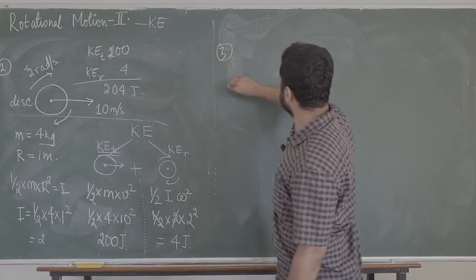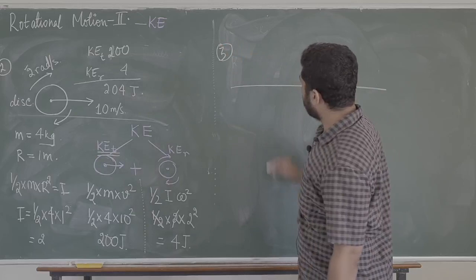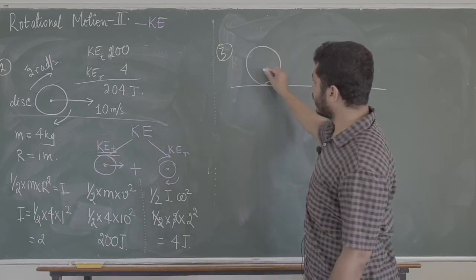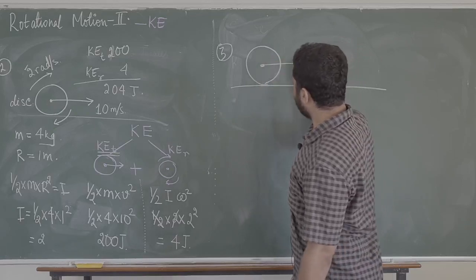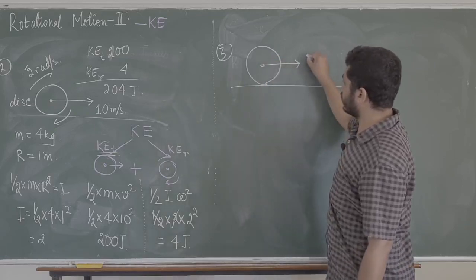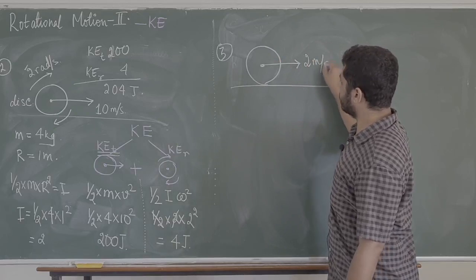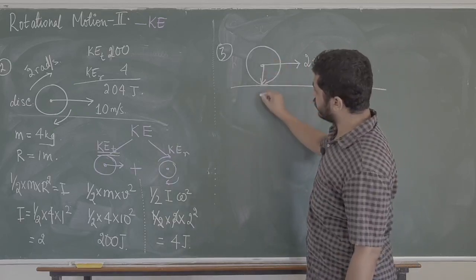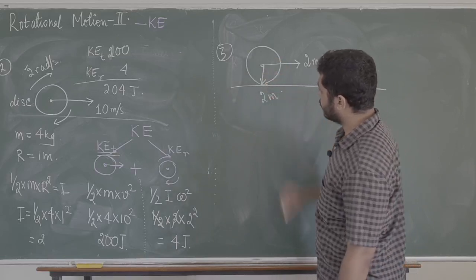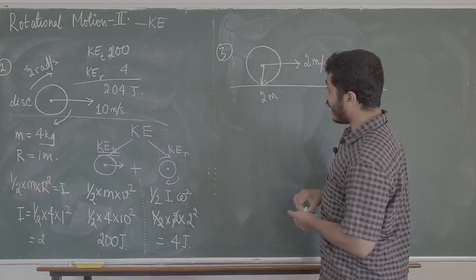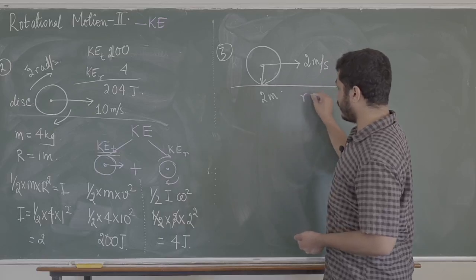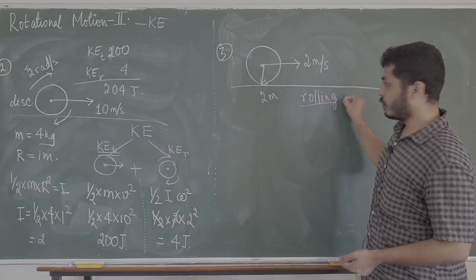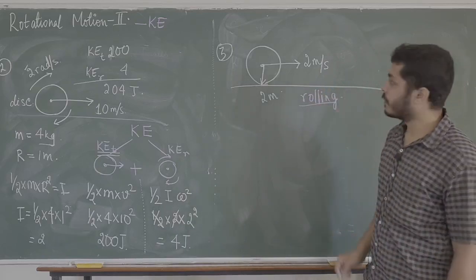Let us say that there is some kind of a surface, and on this surface there is a wheel. This wheel could be anything. We'll see what this wheel is, and let us say its velocity is 2 meters per second. Let us say the radius of the wheel is 2 meters. And in this case, I am mentioning that my wheel is rolling.